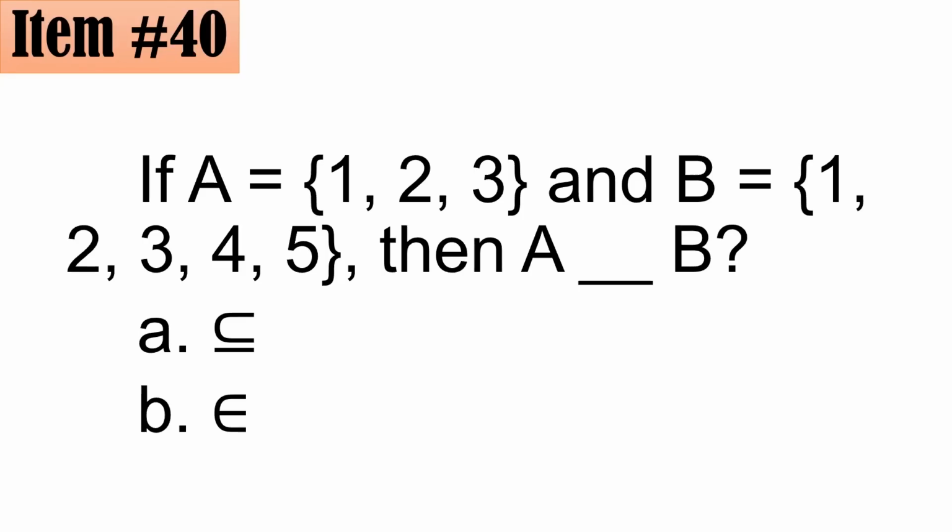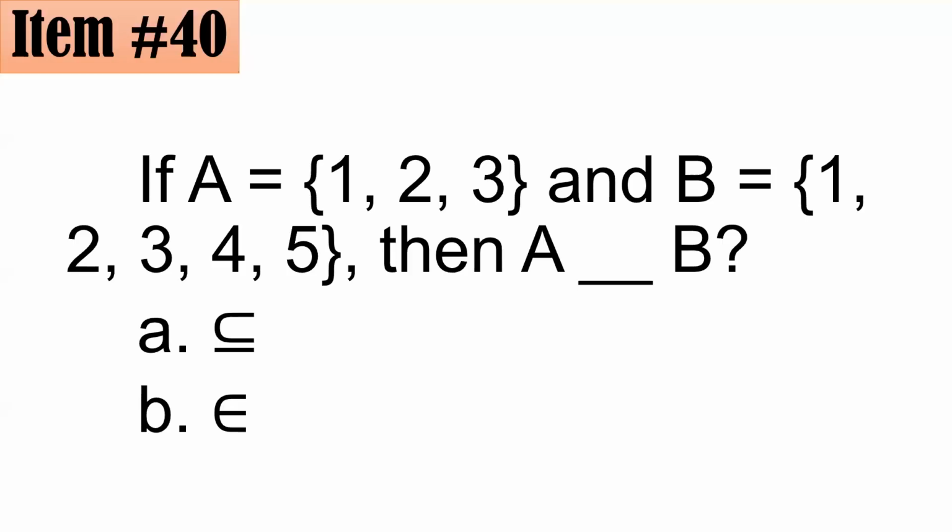40. If A equals the set 1, 2, 3, and B is a set containing 1, 2, 3, 4, 5, then A is what? This is read as subset. Is it A, A is a subset of B, or B, A is an element of B? Okay. 40, wow daw, sana all.